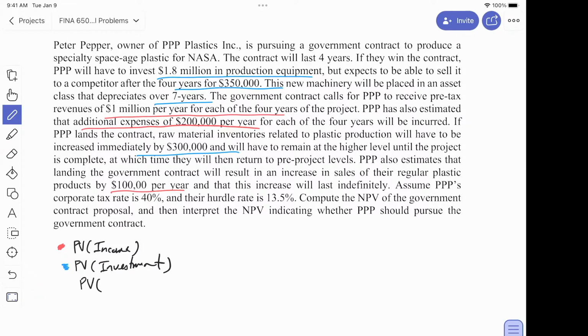Is the present value, it's 1.8, 200,000, and 300,000, right? I think so. Okay. No, not the 300, oh yeah, 300 is the inventory, yeah. And then the last amount is the tax shields, and I'll put it in green.